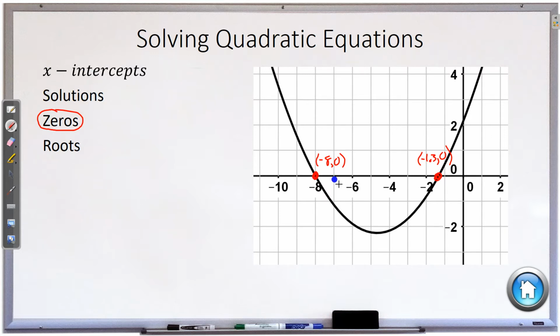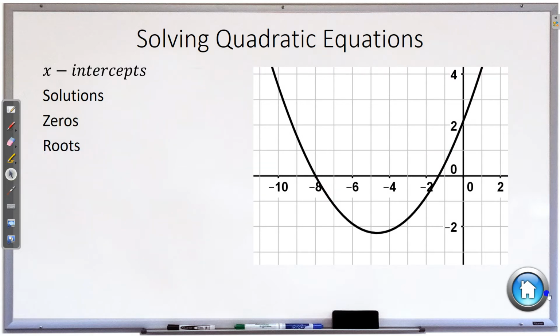So that one makes perfect sense. Hopefully x-intercepts, that's where you cross the x-axis. That also makes perfect sense. The only weird one is this word root that you have to remember. I don't have a good reason why it's called root. Try Googling it, maybe you'll find something. But those four vocabulary words are all pointing towards the same thing in a quadratic equation.